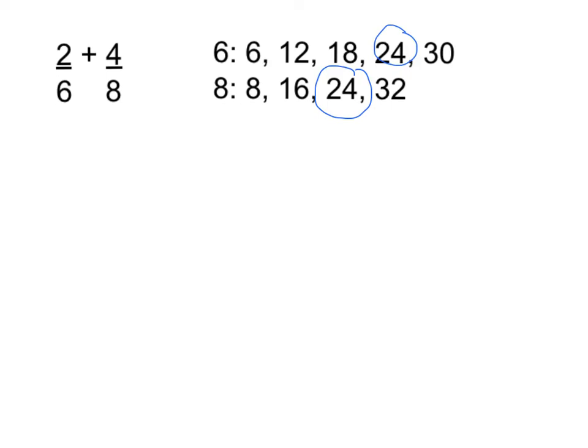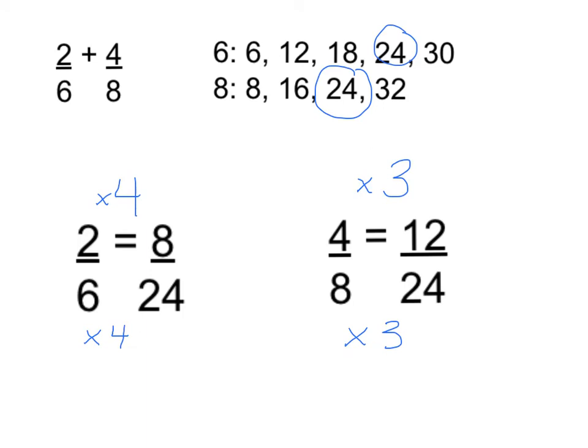in order to add these. In order to make an equivalent fraction, we have to multiply the numerator and the denominator by the same number. So we want to make 24ths. I know 6 times 4 equals 24. So same thing to the numerator, 2 times 4 is 8. So 2/6 is equivalent to 8/24. 8 times 3 gives me 24, so to make an equivalent fraction, I multiply the numerator by 3 as well. 4 times 3 is 12, so 4/8 is equivalent to 12/24.